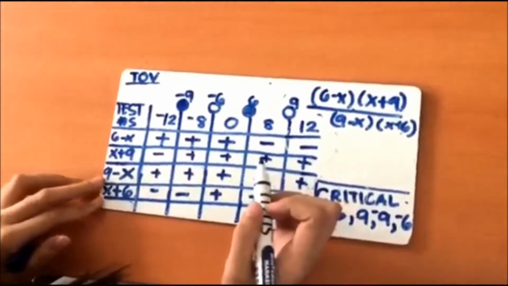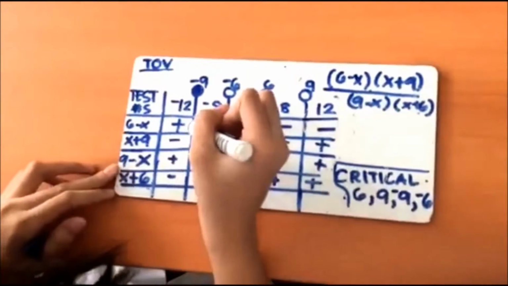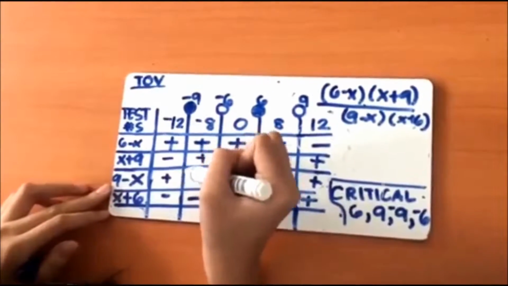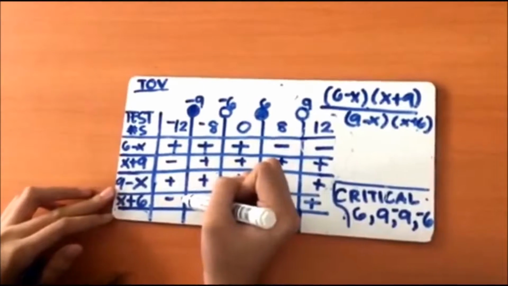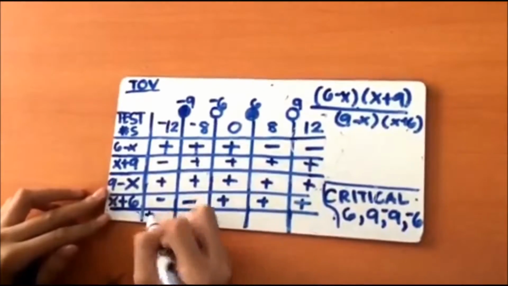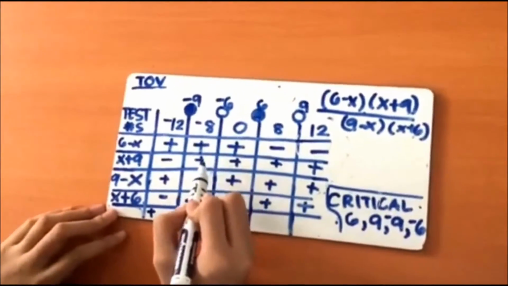And divide the signs of the answers. For example, positive divided by negative is negative. Negative divided by positive is negative. Negative divided by negative is positive. Then do this for all other columns.